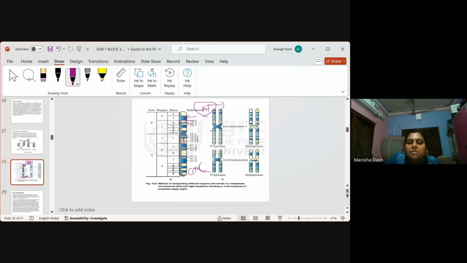And most of the times, if you observe, the centromere is mostly heterochromatin in nature, because most of the sequence of DNA that is present in the centromere is permanently inactive. So usually the centromere will represent a constitutive heterochromatin region.